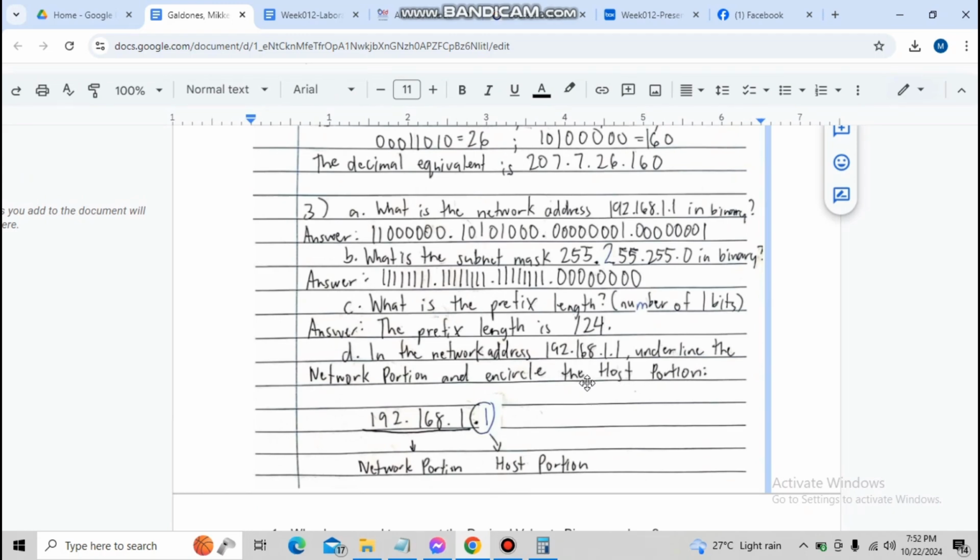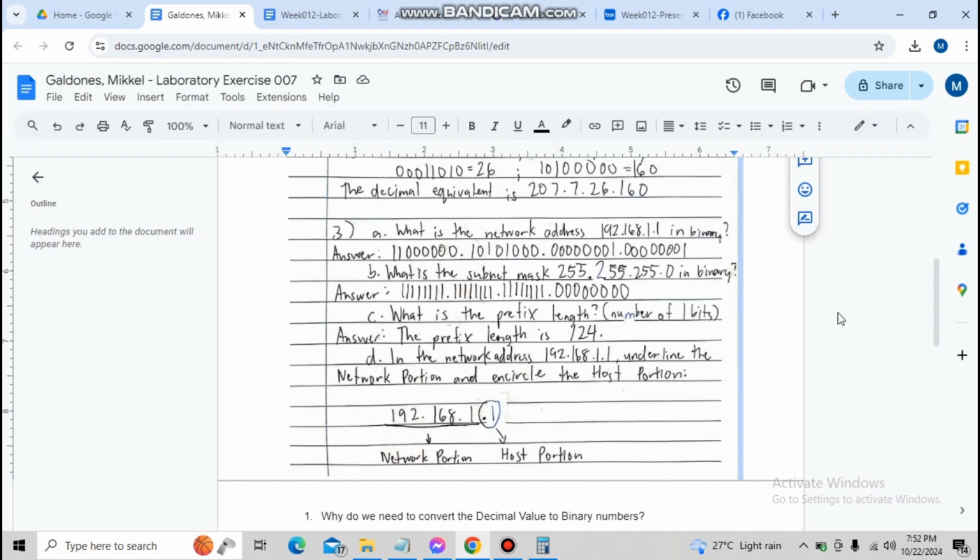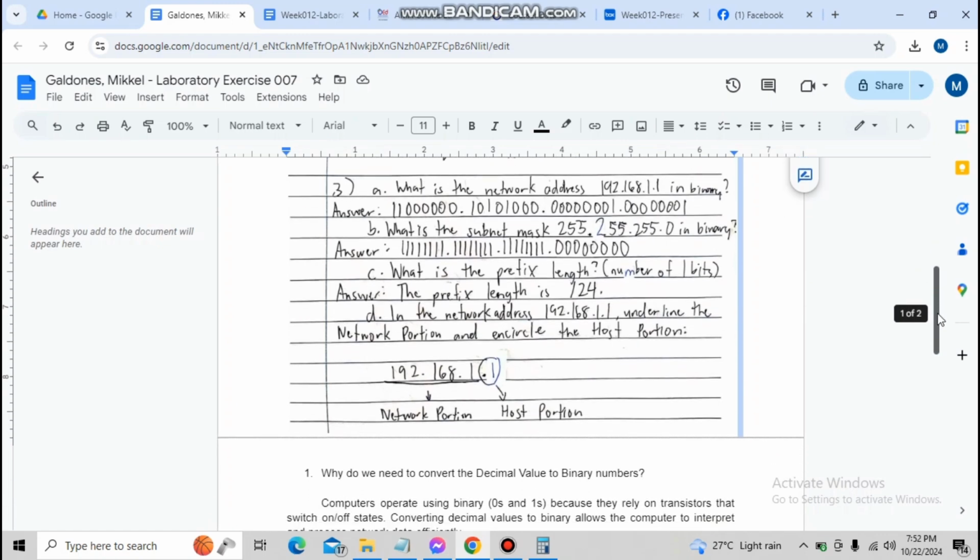So finally, we have the question D, which asks us to underline the network portion of our network address 192.168.1.1 and encircle the host portion. So as we can see down below, 192.168.1, the first 3 parts of our network address are underlined. That's our network portion, and .1 is our host portion, the rightmost part. And we will tackle right now why that is the case.